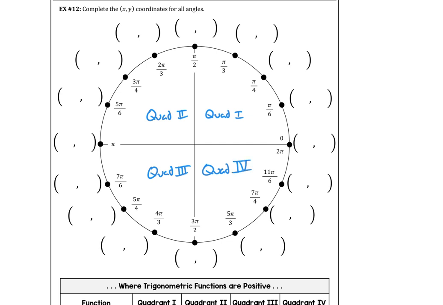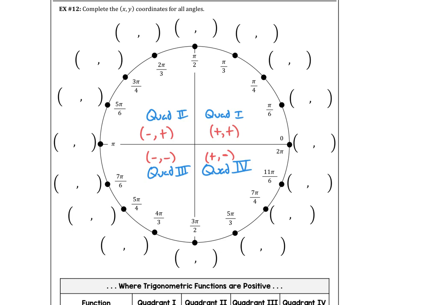Okay, and so remember that both x and y are positive here. X is negative here, but y is positive. Both are negative in this quadrant. And then x is positive here, y is negative. So that'll come into play when we start doing our points. Now, to clarify something, this is all in radian measure, okay?